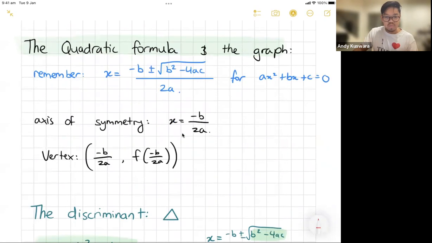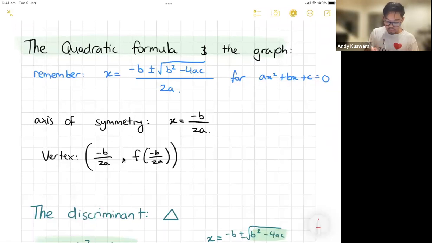And this is just a brief recap as well. You have the axis of symmetry, which is x equals minus b on 2a. You kind of see that comes from your formula. Okay, right there. And then your vertex is when you plug that x value into your original function.